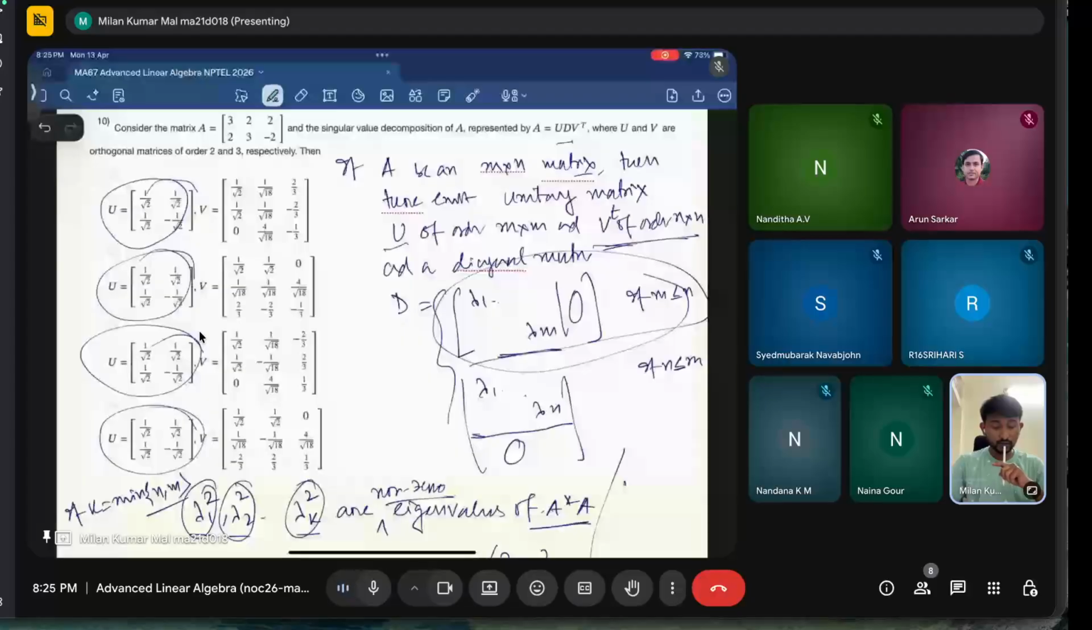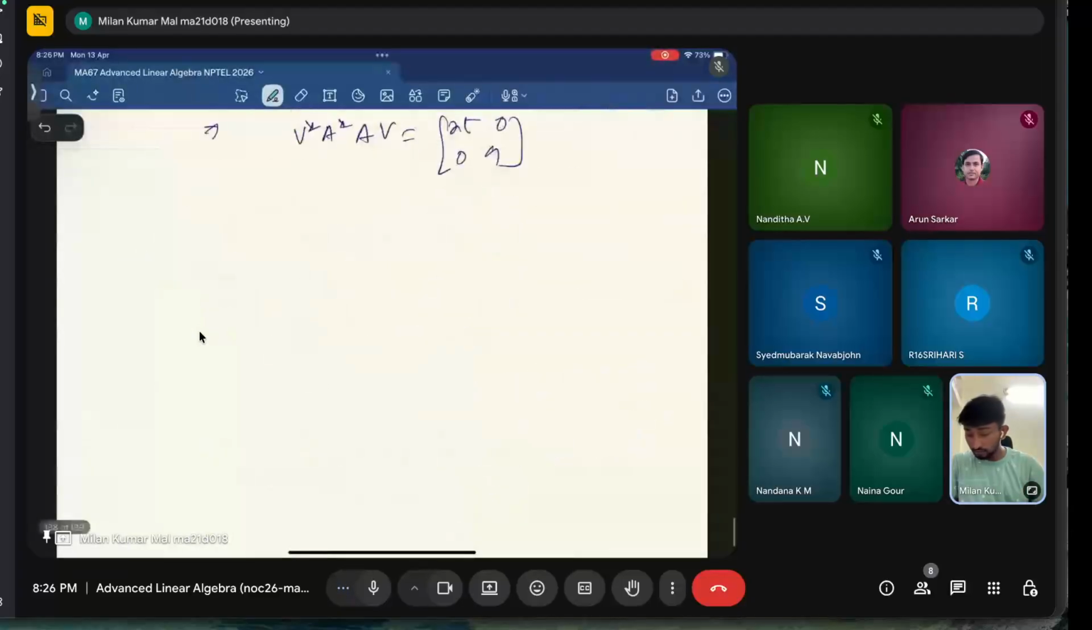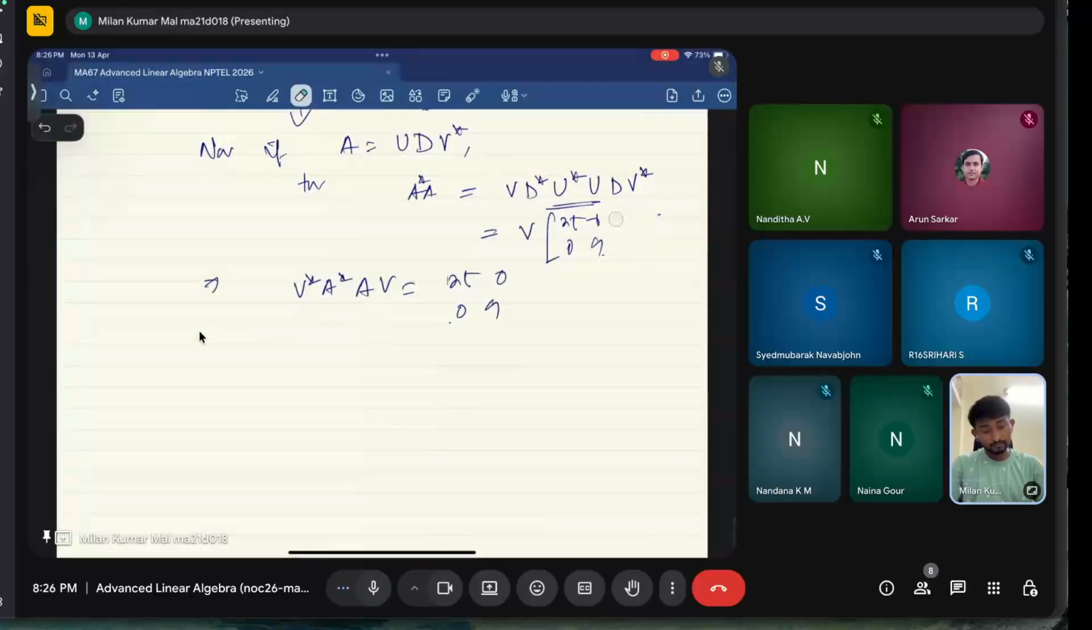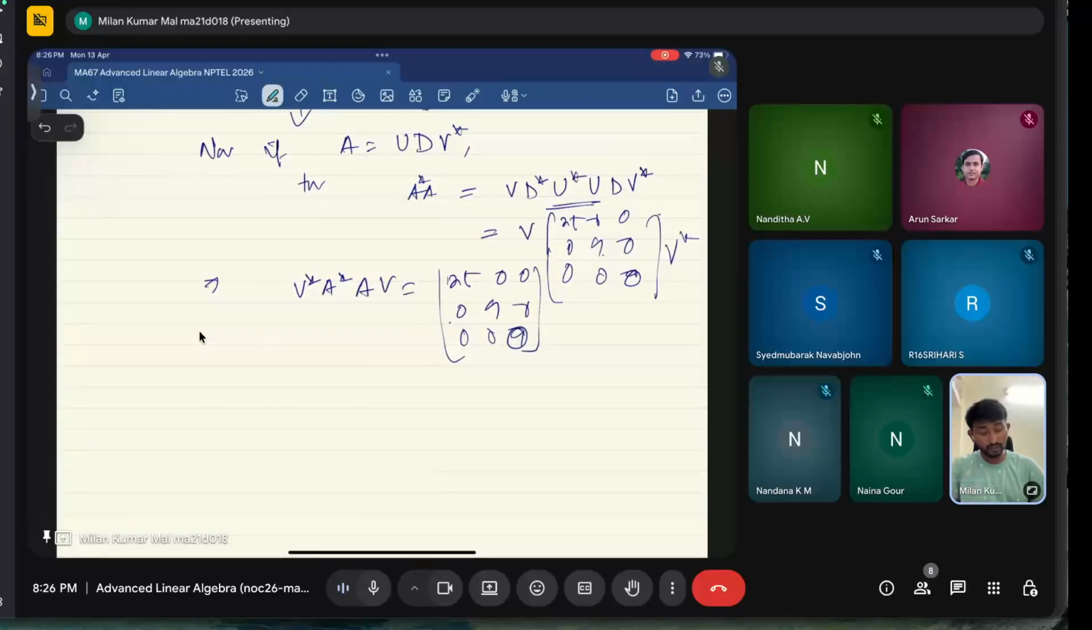One second. This is 2 by 2. This is 3 by 3. Okay. No, this is what it is. V is 3 by 3, and this is the matrix. I think this is the point where I made a mistake. This is 0 0 0 0 0 0, and this is V star. So this will be 0 0 0 0 0. You have to make it square basically.